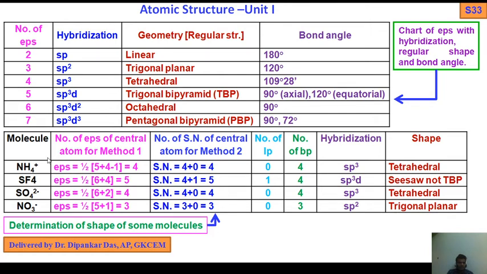So in the NH4 plus molecule, if I ask how many lone pairs? 0 lone pair. How many bond pairs? 4. So hybridization will be, number of EPs 4, sp3 hybridization. Shape will be tetrahedral.